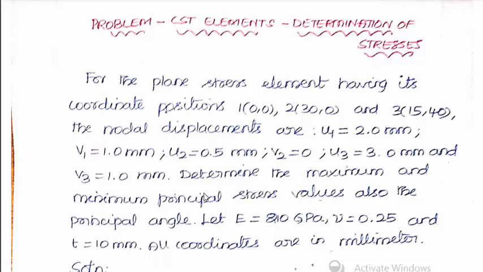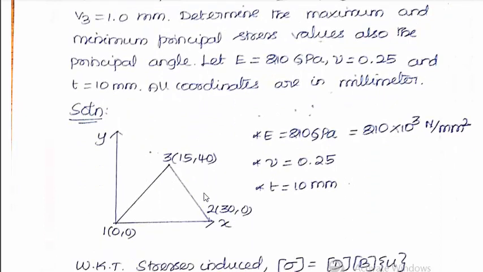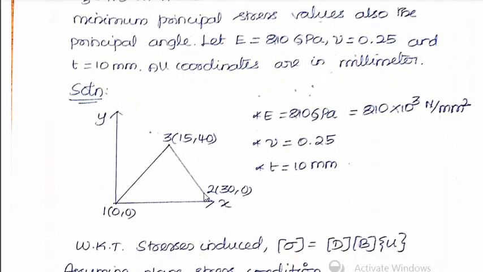So for determining the maximum and minimum principal stress values as well as the principal angle, first we have to calculate the stress components acting in x, y and shear direction. We know that the stress matrix can be directly calculated using the formula, the multiplication of the matrices D, B and U.